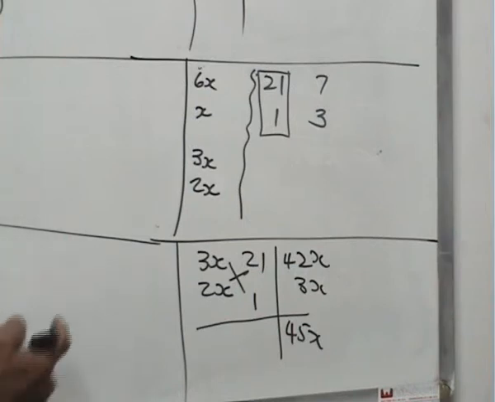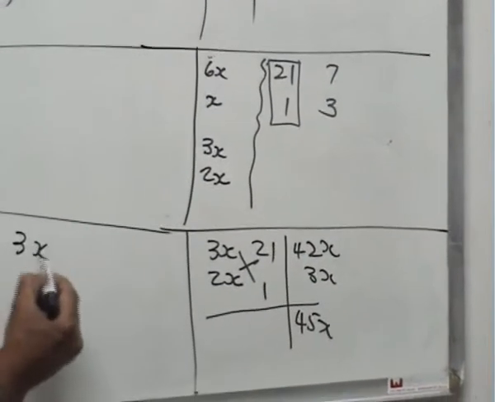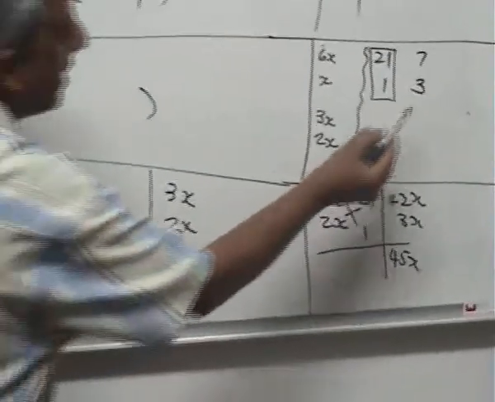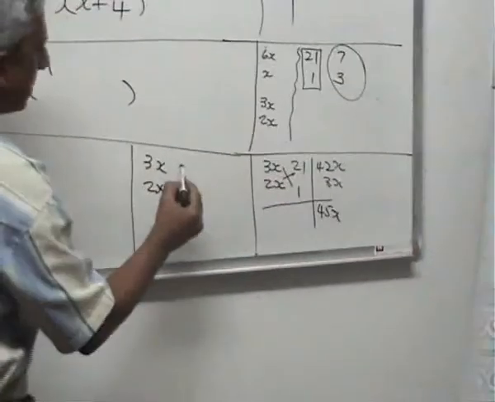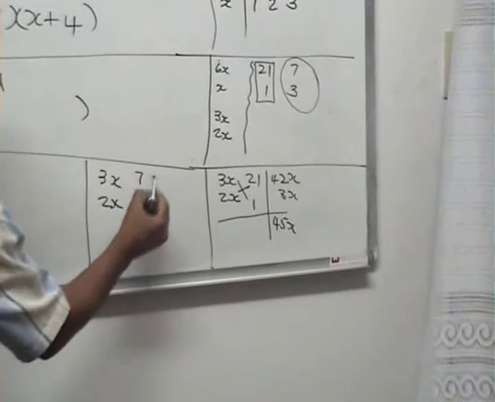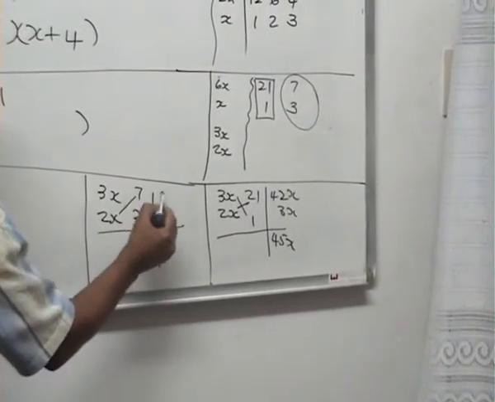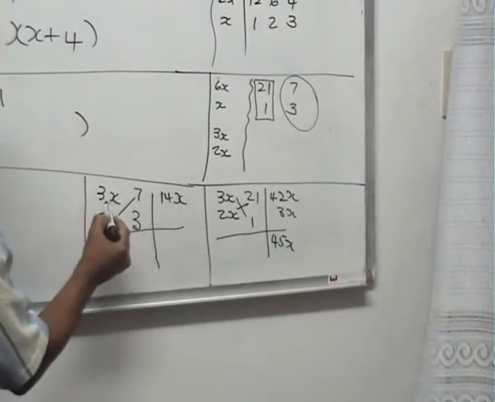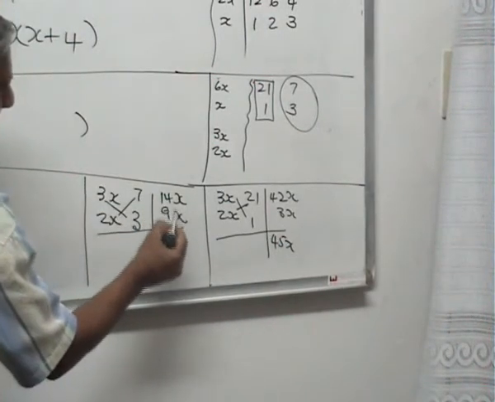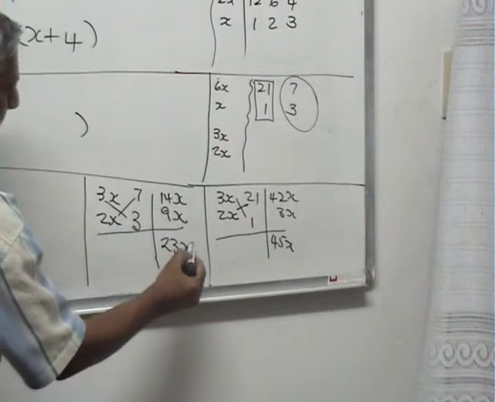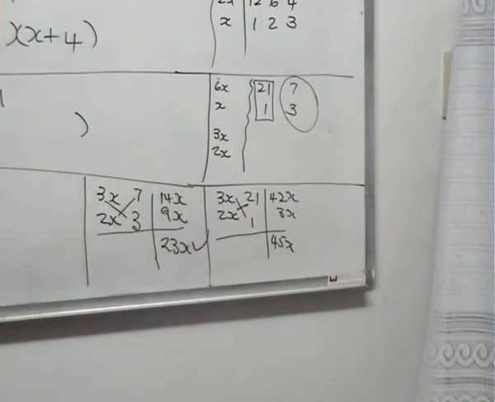So I'll do the working here now. So I'll take 3x and I'll take 2x. And I'll choose this one now. 7 and 3. And let's see what happens this time. 2 7s, 14x. 3 times 3, 9x. Add it up, 23x. And we are happy, we got what we want.